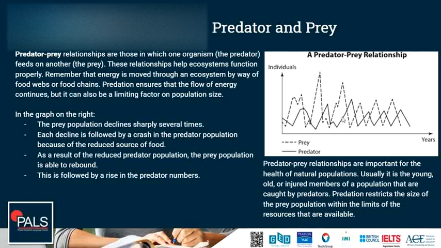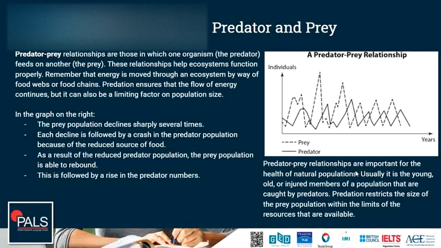So they can catch more prey, get more food, their ability to survive and reproduce increases, and the number of predators will increase. If the number of predators is high, they will hunt down a lot of prey, which causes a lot of pressure on the prey population, and the prey population will decline. This causes a scarcity of food for the predator population, and the predator population declines shortly after.